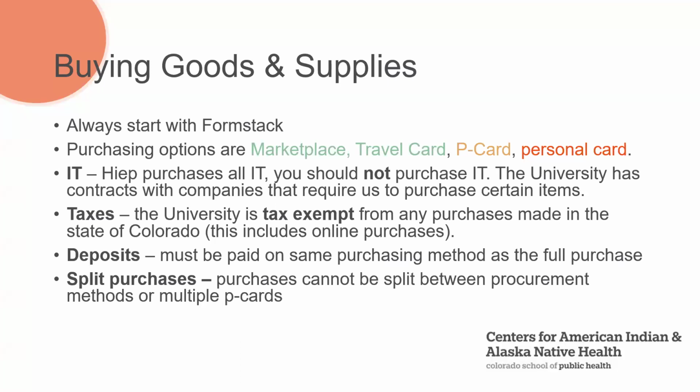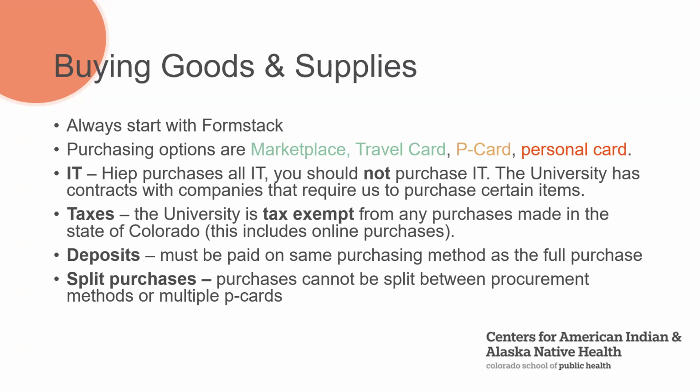We have a large university, we make a lot of purchases, so we have certain contracts, like with Dell, where we can only purchase from them because of those contracts. So when I say it needs to be purchased through HIP, I mean that you need to still do it through FormStack. You should always still start with FormStack, but HIP will make the purchase after it is approved by someone from the fiscal team.